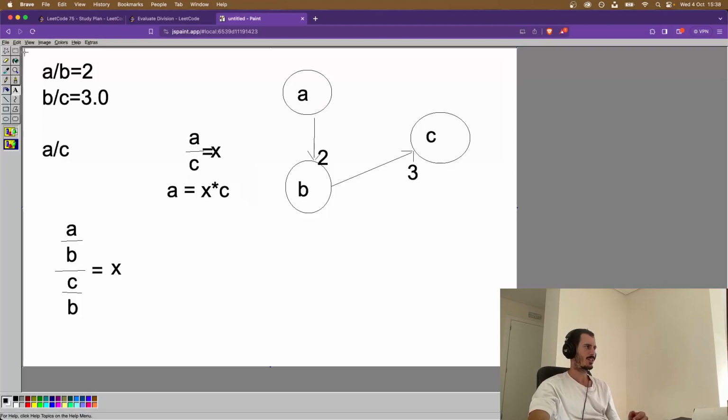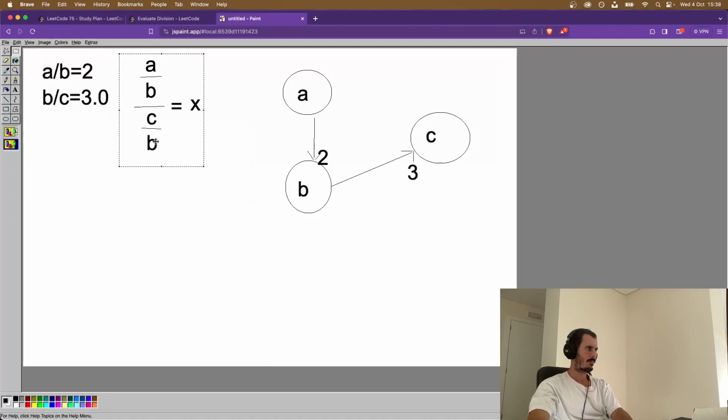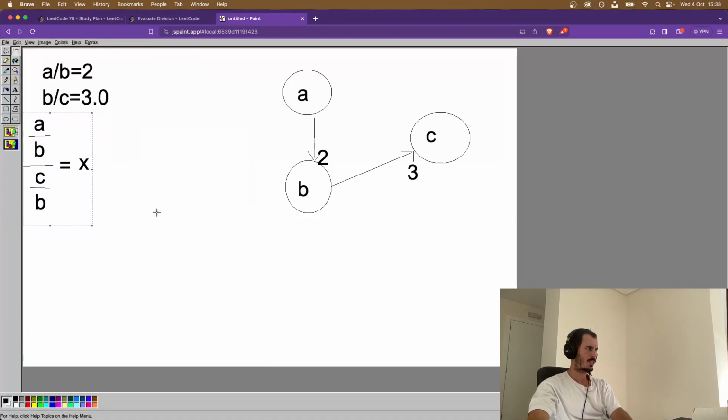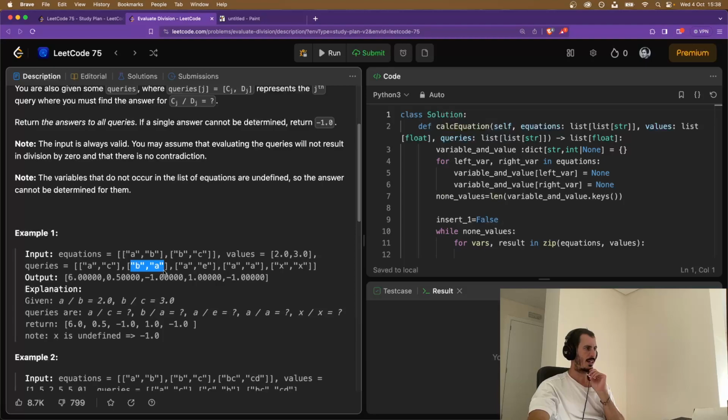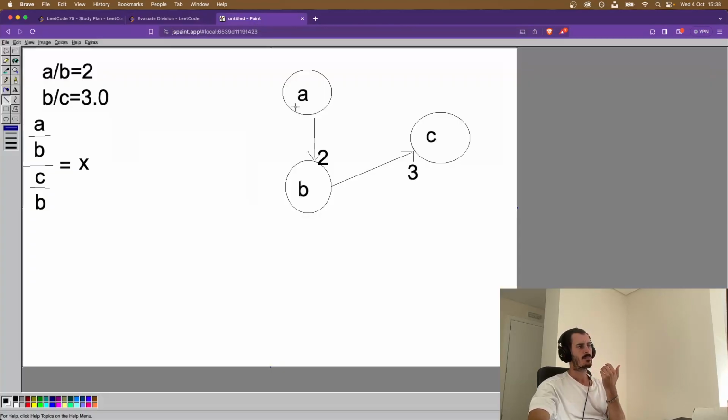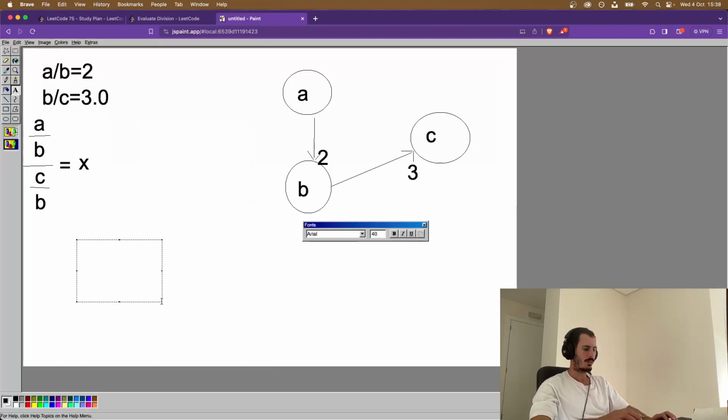There's another way of solving this. I'm just going to store things here in the corner so that we have space. One thing we also know is that they're going to ask us b divided by a as well. If a divided by b is 2, then something like a divided by b is x.